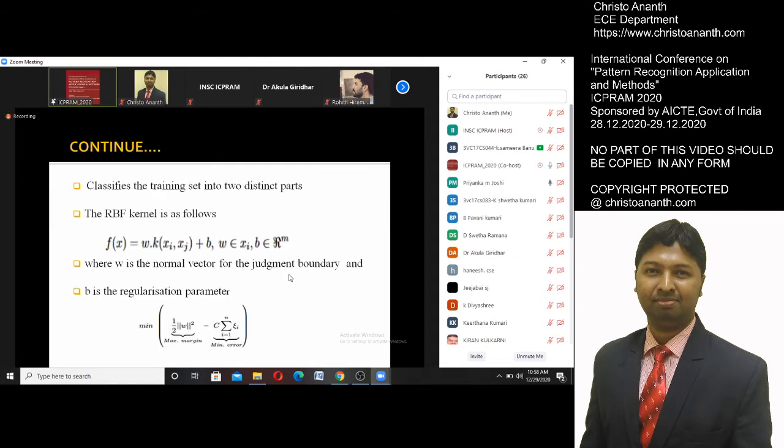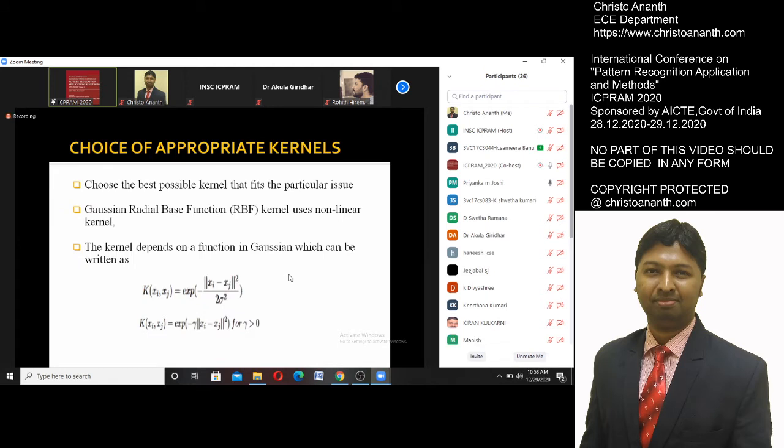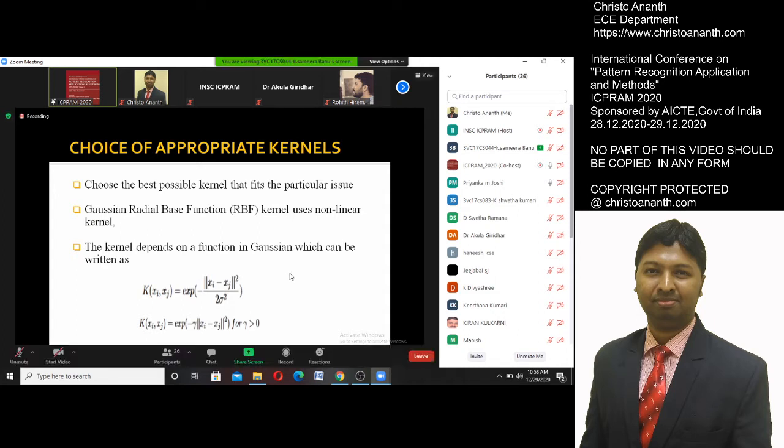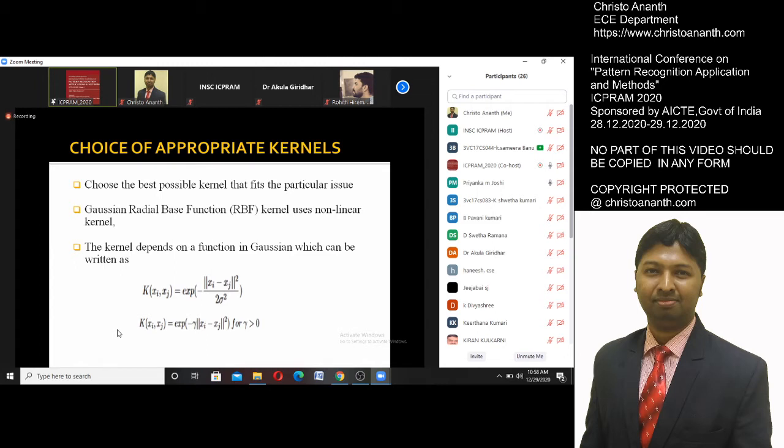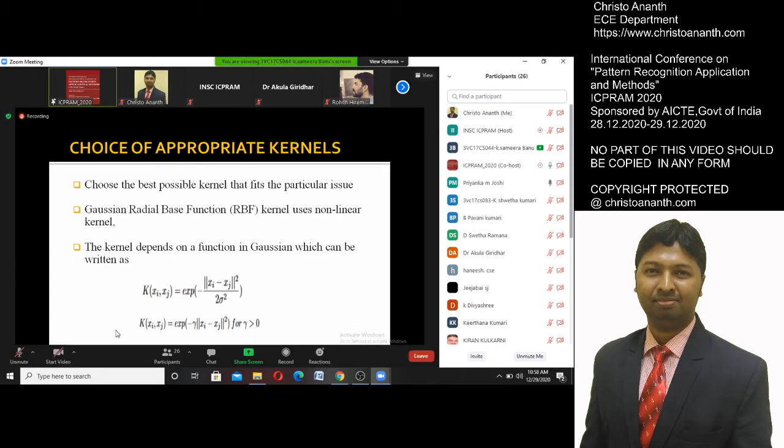Next is the choice of appropriate kernels. Choosing kernels according to the problem is also a very important task in SVM classification. The Gaussian radial basis function kernel is the most commonly used non-linear kernel in software packages, used for solution sets which are not linearly separable.